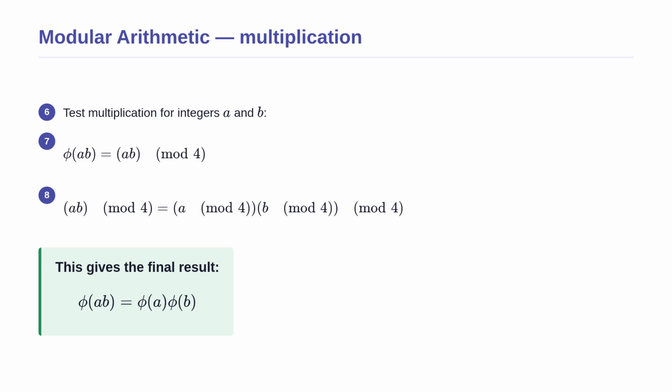The function applied to the product equals the product of the individually applied functions. Because both operations are respected, this mapping is indeed a valid ring homomorphism. It perfectly translates standard integer math into modular clock math.